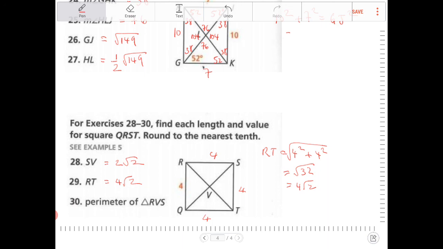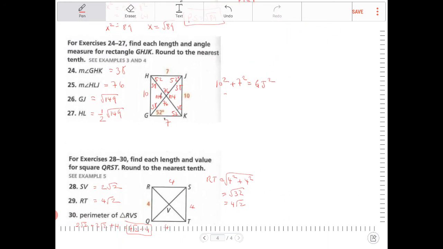And what is the perimeter of RVS? Since RV and VS are the same length, 2 square root of 2, it's 2 square root of 2 plus 2 square root of 2 plus 4, which then becomes 4 square root of 2 plus 4. That right there, ladies and gentlemen, is the perimeter of RVS. And I think that's it.